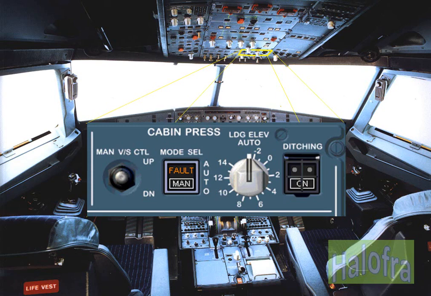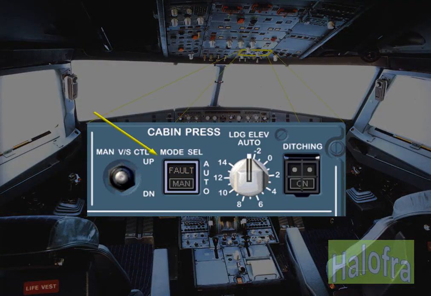The cabin pressure panel on the overhead panel contains controls to operate the pressurization system. Under normal conditions, no pilot action is required on this panel during flight. The pressurization mode select switch has two settings, automatic and manual. The normal position for this switch is lights out. In this position, the pressurization system is in automatic mode.